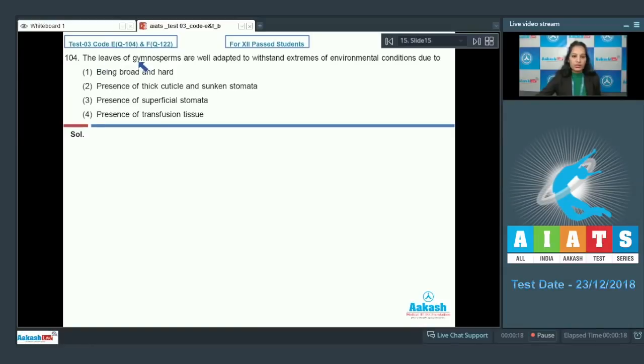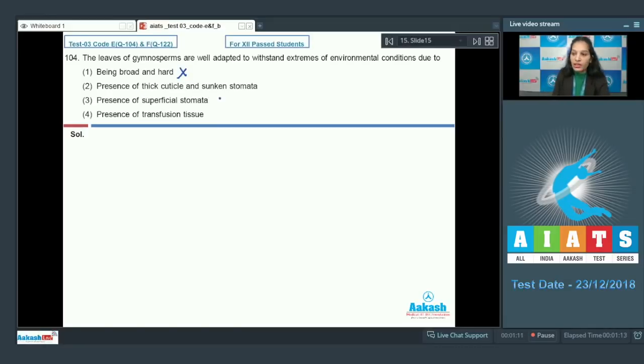Question number 104. The leaves of gymnosperms are well adapted to withstand extremes of environmental conditions due to: first option, being broad and hard. Second, presence of thick cuticle and sunken stomata. Third, presence of superficial stomata. Fourth, presence of transfusion tissue. In this question, you have to tell why the leaves of gymnosperms are well adapted to withstand extremes of environmental conditions due to which of the following factors? Being broad and hard in nature? No. The leaves of gymnosperms are not really broad and they are not hard too. So this option is ruled out.